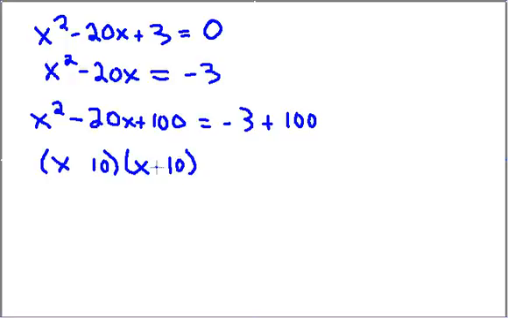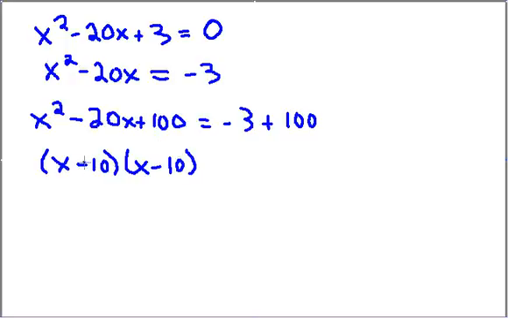Now, do I need to make these pluses or minuses? Well, we have a minus 20x here, so our middle term has to give us minus 20x. Therefore, both of our 10s need to be negatives. X times x is x squared. That's what we started with here. X times minus 10 is minus 10x. Minus 10 times x is another minus 10x, which is our minus 20x. And then our minus 10 times minus 10 is 100.